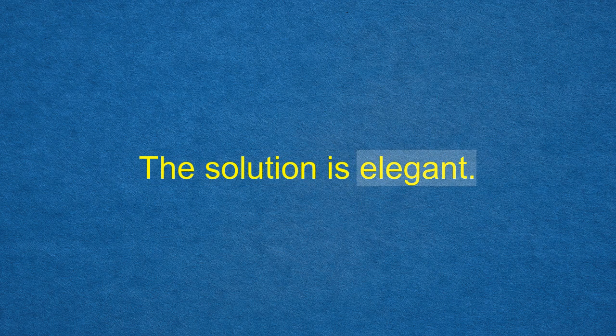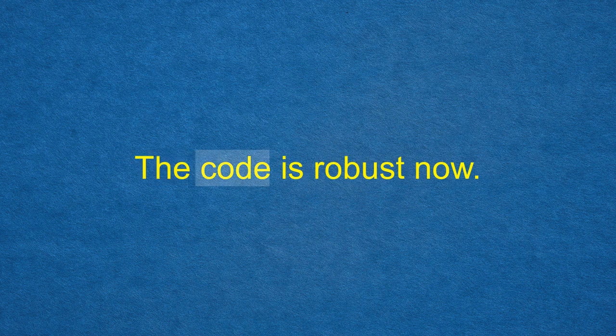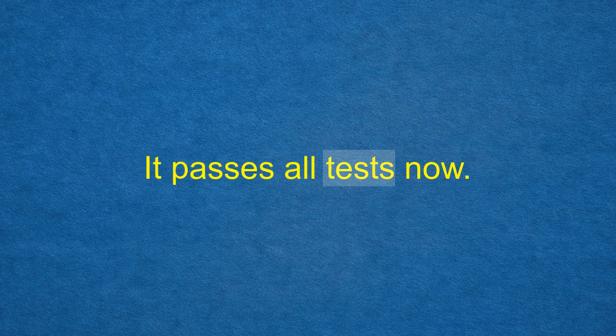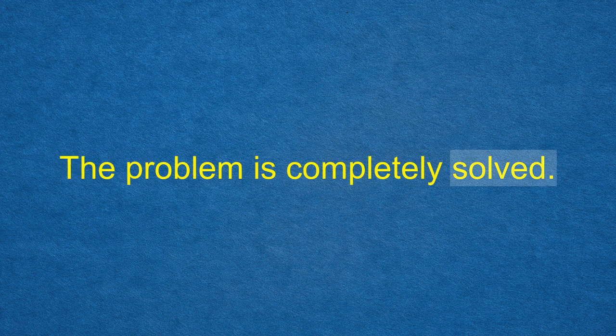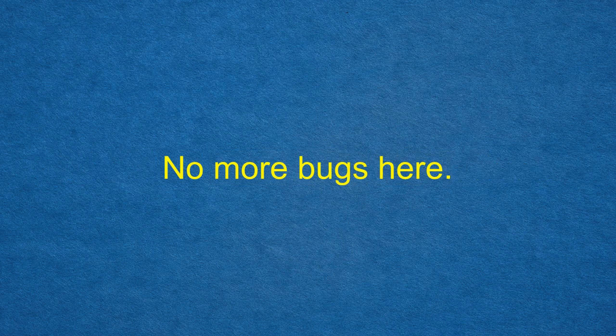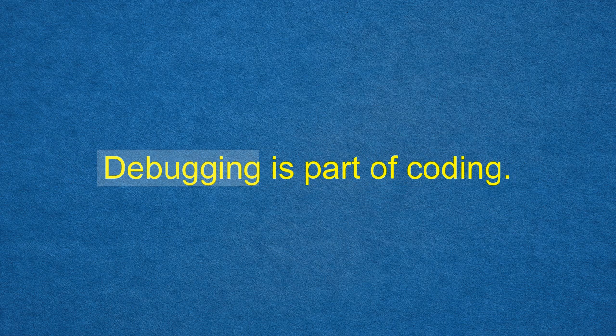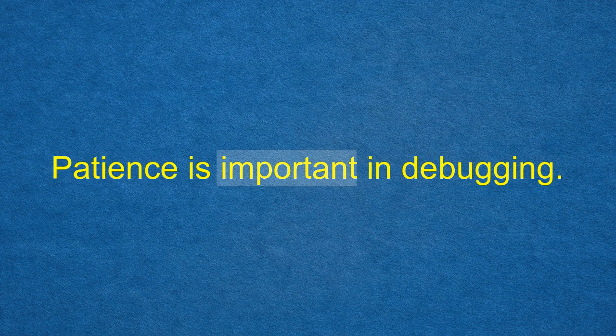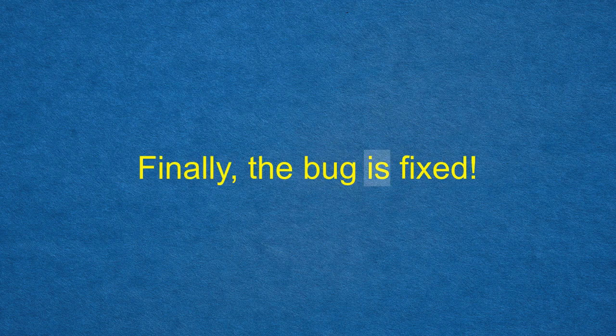The solution is elegant. This patch is stable. The code is robust now. It passes all tests now. The problem is completely solved. No more bugs here. Debugging is part of coding. Patience is important in debugging. Finally, the bug is fixed.